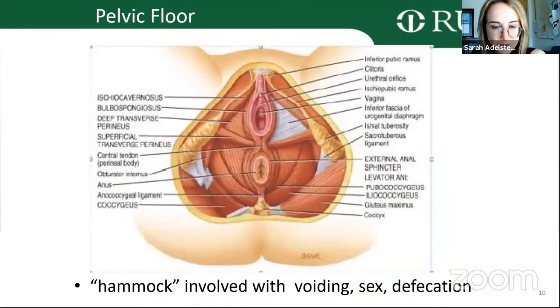This is a picture from the other side, from the bottom. And again, we see that bowl of muscles that provide all the support against gravity, to hold everything inside.